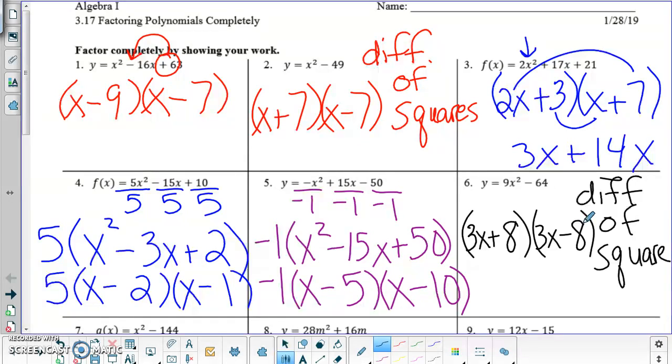This works because remember your inners make 24x. Your outers make negative 24x, and that cancels. That makes 0. That's why there's no middle number.